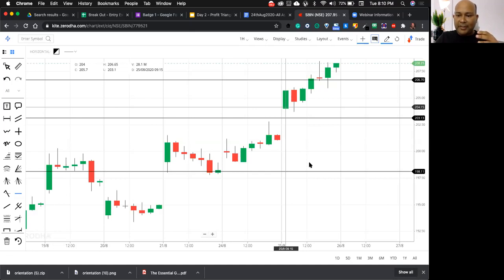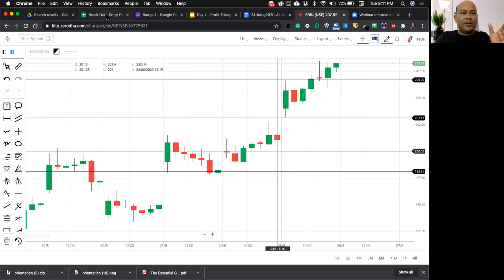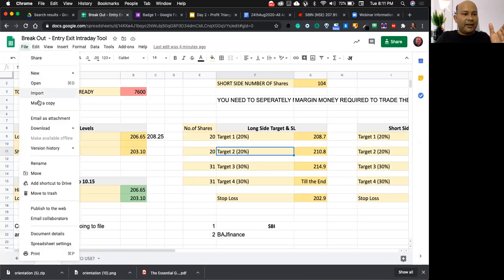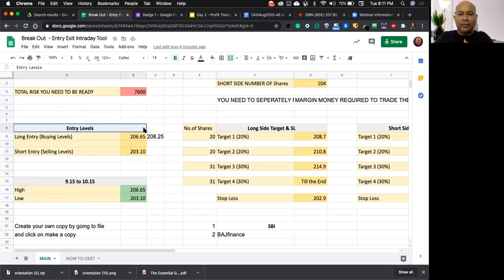In a day, how many different companies' shares can we trade? Any number of shares, Ayesha. There is no limit. Where do we get the Excel? I will share this link. You just have to go to this file and click on make a copy, and then you'll be able to create your own copy.